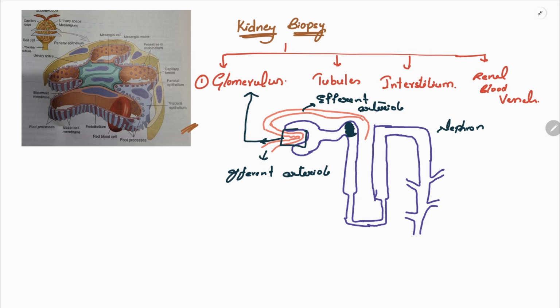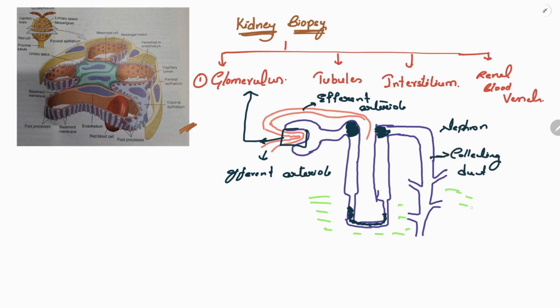This is PCT, proximal convoluted tubule. This is DCT, distal convoluted tubule. And this is loop of Henle. These are the structures that come in the tubules, and this is the collecting duct. The surrounding space is called the interstitium. These structures are called blood vessels. So these are the structures present in the nephron. In the kidney biopsy, we will see these structures. Now let's go deep into these structures.